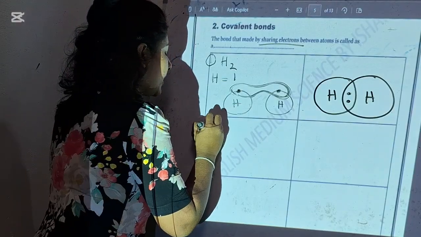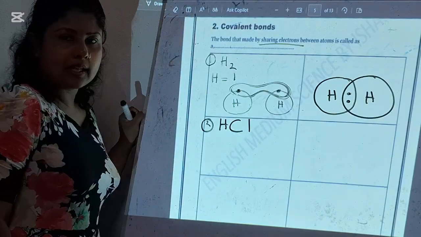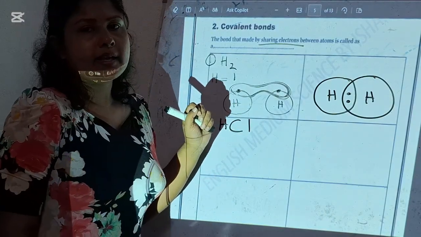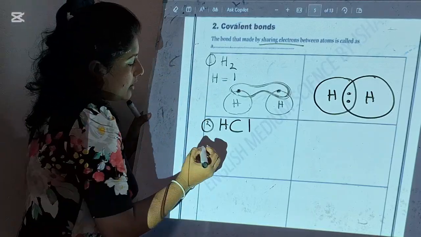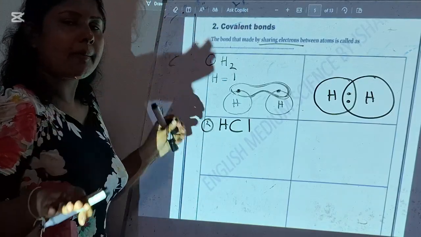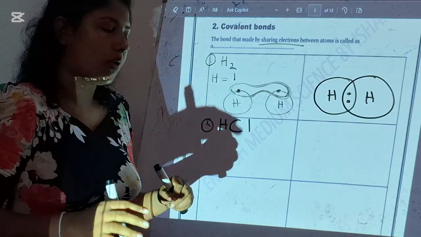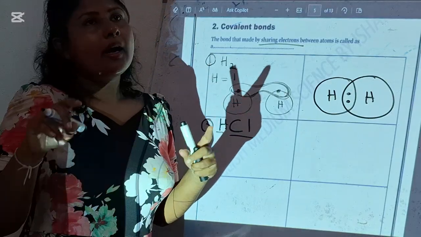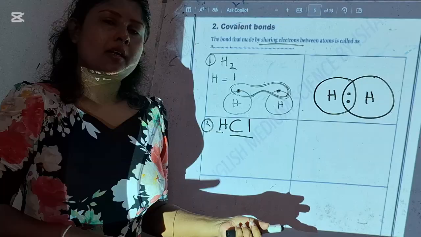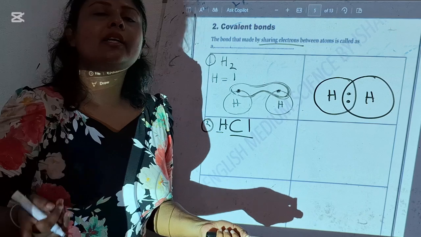Next I am going to explain another covalent bond, that is HCl, hydrochloric acid. So what is the first step you should do? Finding the place of hydrogen and chlorine in the periodic table. Hydrogen is in the first place and chlorine is in the 17th place.